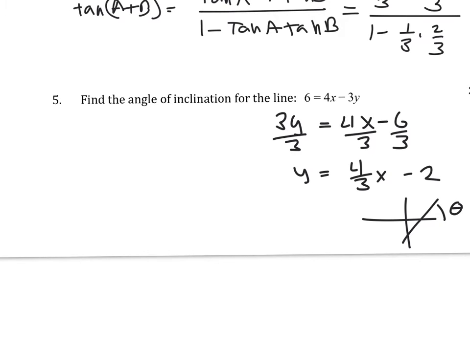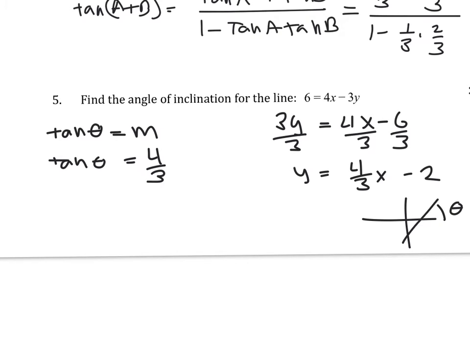It's the positive angle formed between the line and the positive x-axis. So the axis to the right of the line. And I'm going to make use of the fact that the tangent of the angle of inclination is equal to the slope. So that's from your note card. So the tangent of theta equals 4/3.